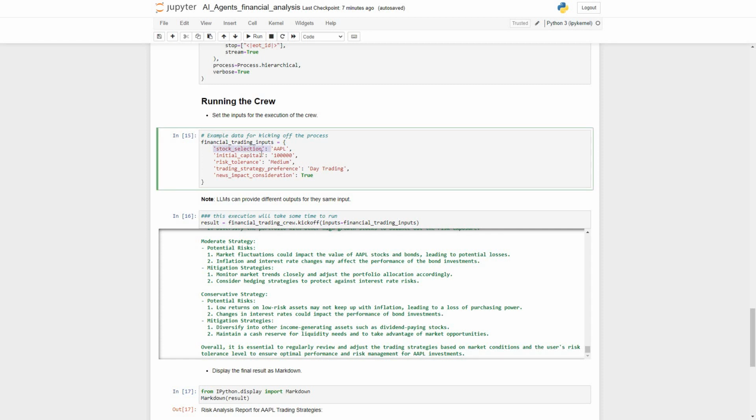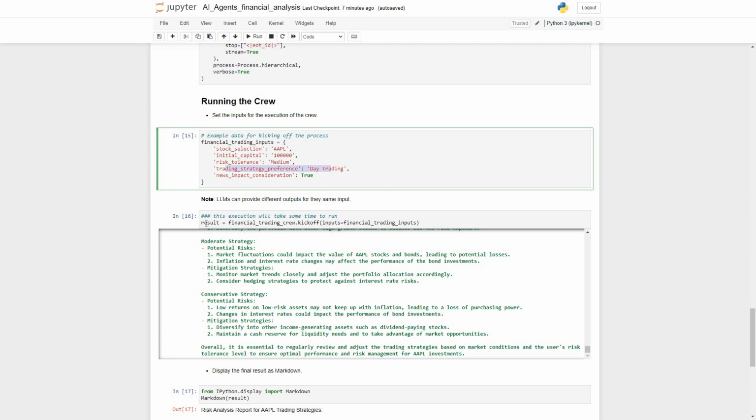So here we have chosen the stock selection AAPL, which is the Apple stock. What is our initial capital? What is our risk tolerance? What is the trading strategy? And news market consideration, let's say if you want to include what news is happening, is it positive news or negative news? So based on that, planning needs to be done.